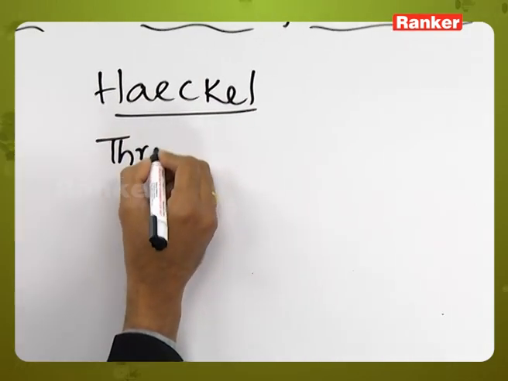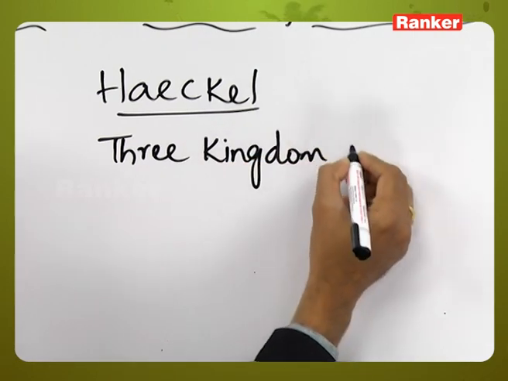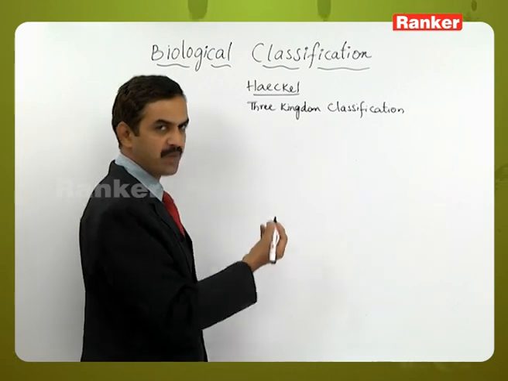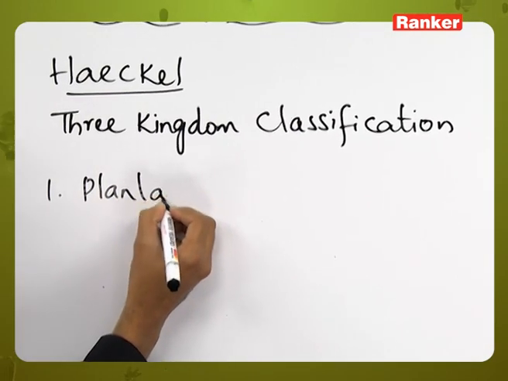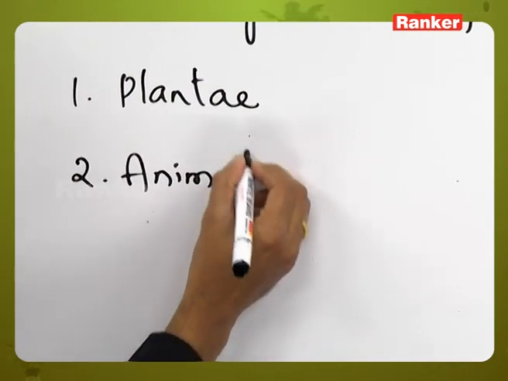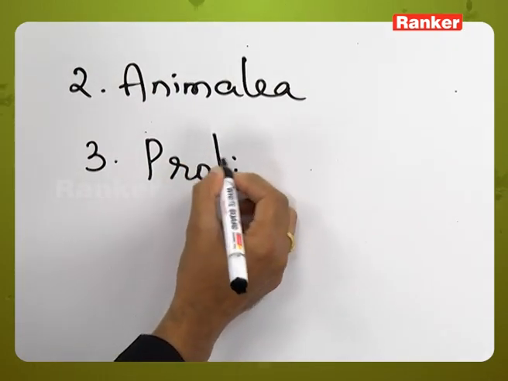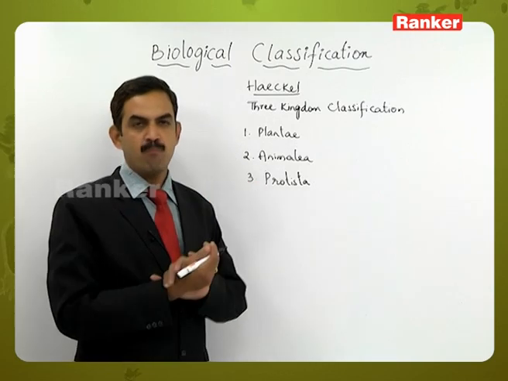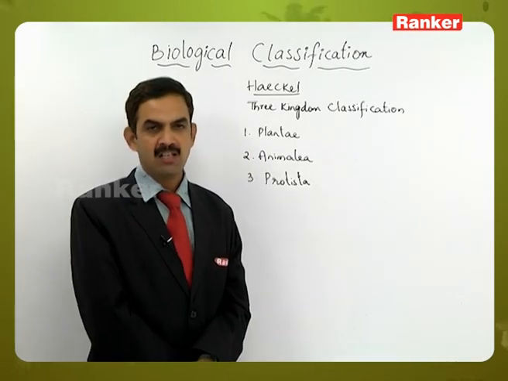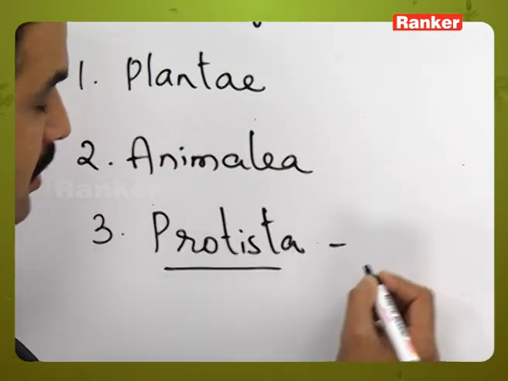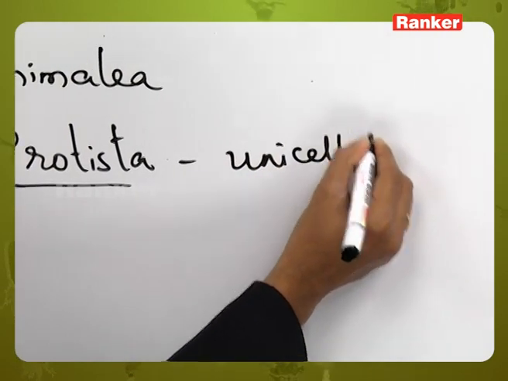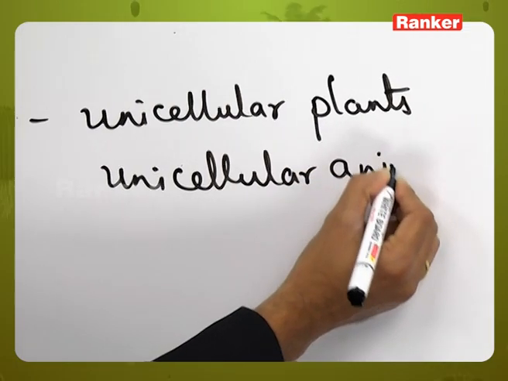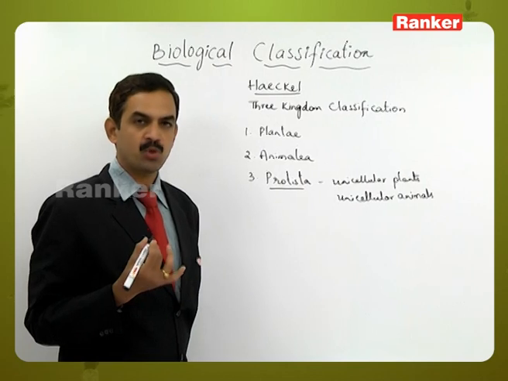This scientist gave the three kingdom classification. According to Haeckel's three kingdom classification, there are three kingdoms: one is Plantae, second is Animalia, and third is Protista. Plantae includes all plants which are multicellular in nature, and Animalia includes all multicellular animals. Whereas Protista, according to the scientist, includes the unicellular plants and unicellular animals, irrespective of whether they are prokaryotic or eukaryotic.